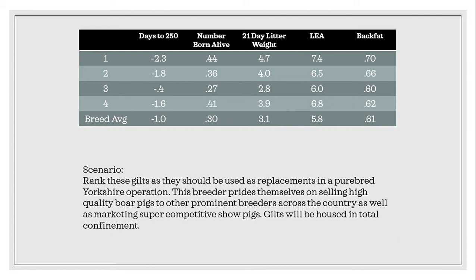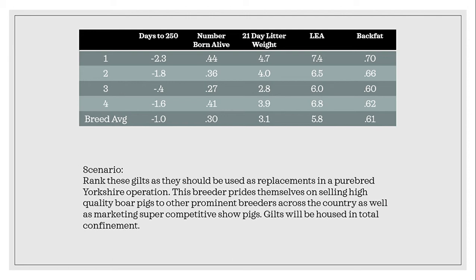So, your scenario. You want to rank these gilts as they should be used as replacements in a purebred Yorkshire operation. This breeder prides themselves on selling high-quality boar pigs to other prominent breeders across the country, as well as marketing super competitive show pigs. Gilts will be housed in total confinement. So, what you should take away from that is we're making boars, right? We're making purebred boars that we are going to sell to other purebred herdsmen, people that are raising pigs, and we're going to make show pigs. So those are the 2 things you'll want to bring up throughout the set.